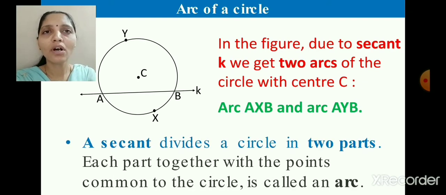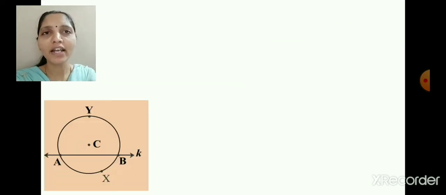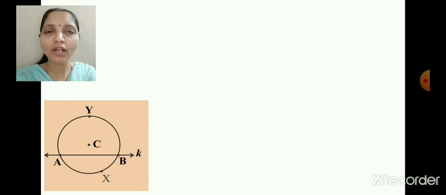Now we know that a secant divides the circle into two parts. Each part together with the points common to the circle and secant is called an arc. Are you getting it? Now let's understand a few more concepts here. Now we know that we got here two parts. One is the bigger part and one is the smaller part.